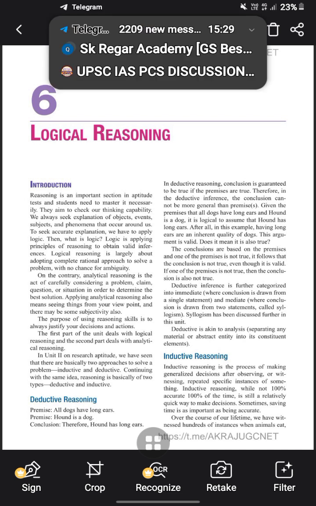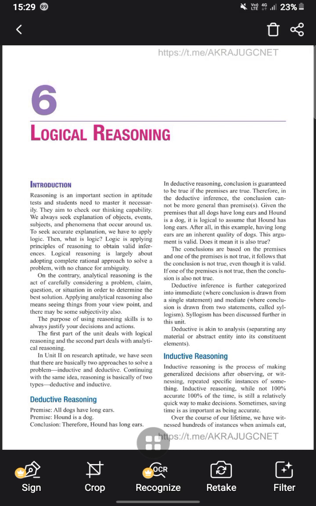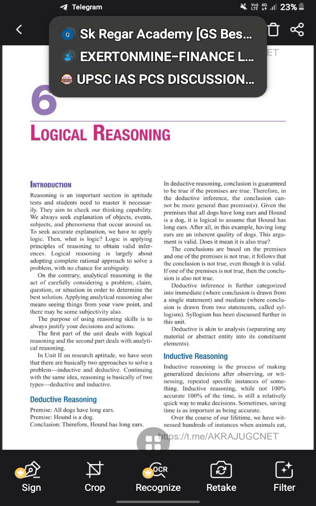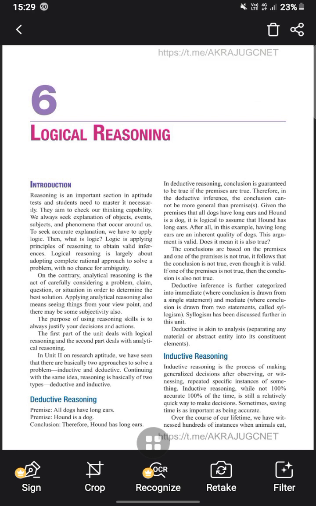First, deductive. Deductive means premise, like all dogs have long ears. Premise: hound is a dog. Conclusion: therefore, hound has long ears. So in deductive reasoning, the conclusion is guaranteed to be true if the premises are true.